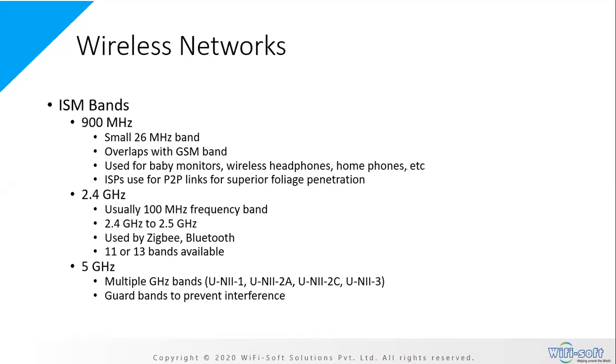But nonetheless, this actually is a band, but it is a very small band. As you can see, it is a 26 megahertz band, and there is not much you can do in that band. The main reason this band is there, or its main use, is that it sits in the lower frequency spectrum. It has very good penetration power, so it can go through leaves and vegetation. ISPs do use it for point-to-point links, because those links have to go through a lot of vegetation or trees and so on. So there, I think the ISM 900 band is used even today.